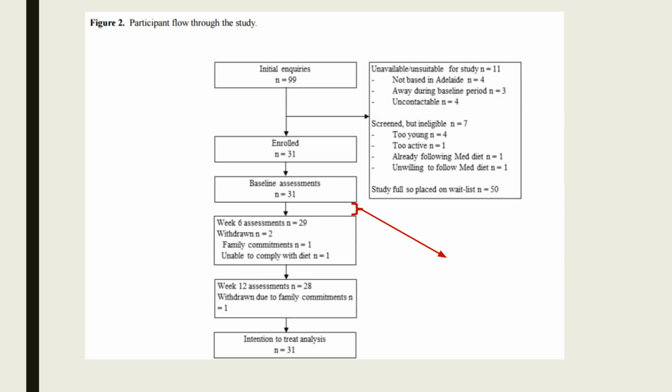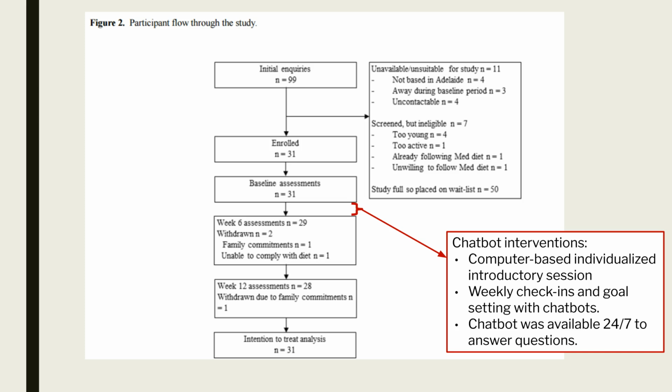This is the flowchart of the study, which summarizes the recruitment and participation process. A total of 99 individuals initially showed interest, but only 31 met the eligibility criteria. Common reasons for exclusion included being too young, too physically active, or already following a Mediterranean diet. All 31 eligible participants received the 6-week intervention.